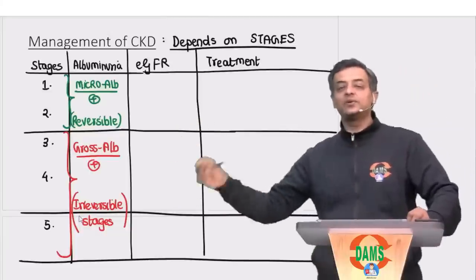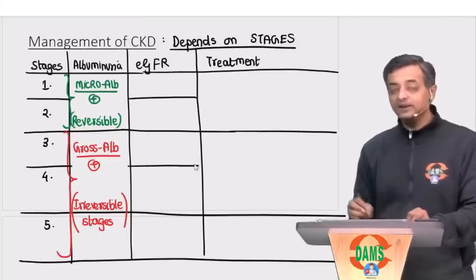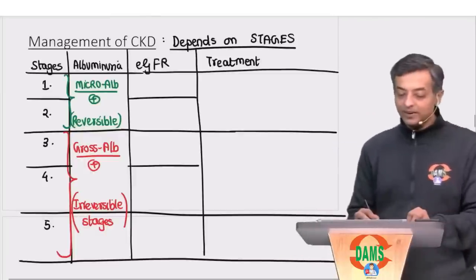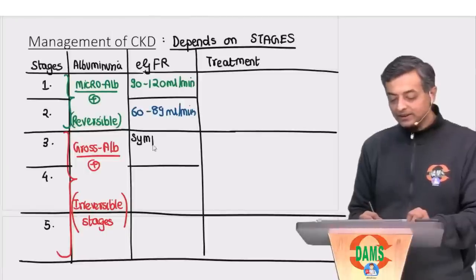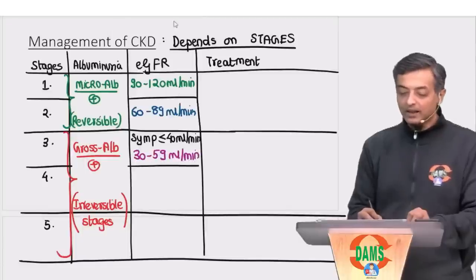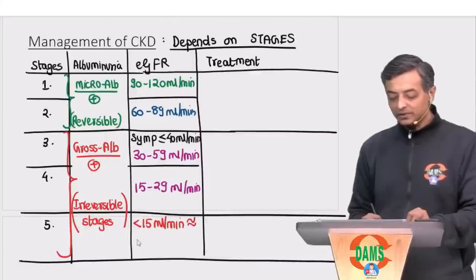We can only classify them into two. Further classification is based on the eGFR. So, how to remember? Stage 1, GFR is normal, 90 to 120 ml per minute. In stage 2, 60 to 89 ml per minute. When does the patient develop a symptom? Symptoms come only when it is less than 40 ml per minute, which occurs in stage 3, 30 to 59 ml per minute, or stage 4, 15 to 29 ml per minute, or in stage 5, less than 15 ml per minute, which corresponds to more than 90% nephron loss in this patient.